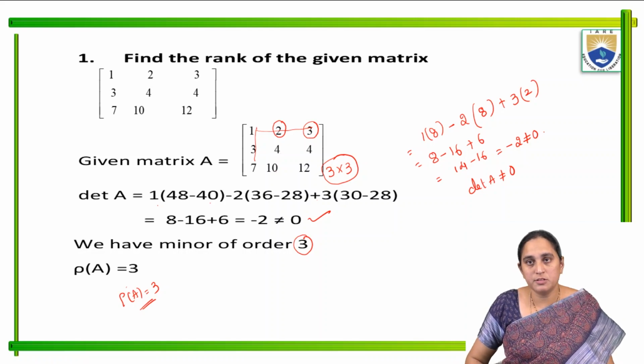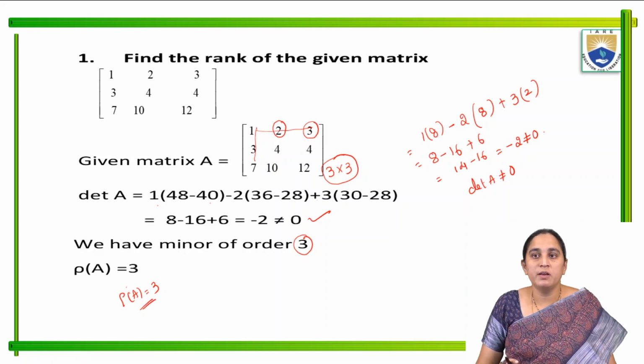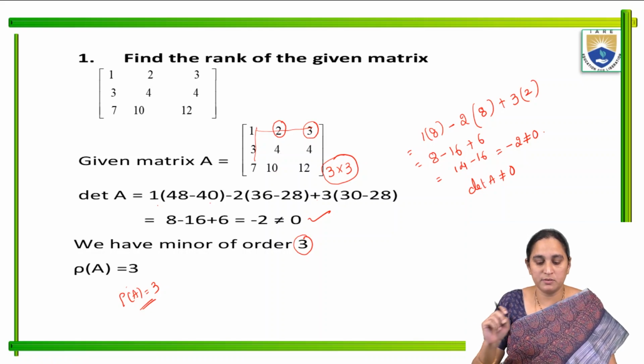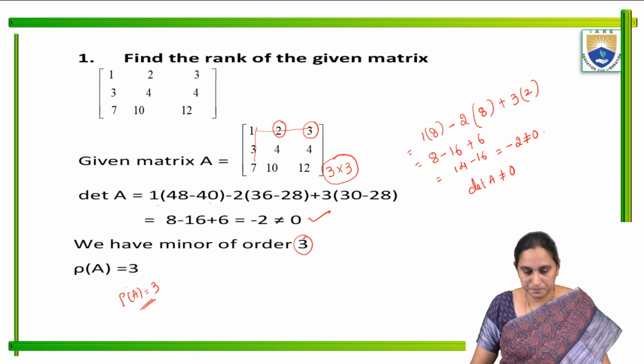Okay, this is the first problem for the basic rank of a matrix. Simply, where the given matrix determinant value is not equal to 0, we have to consider that corresponding order as the rank of a matrix. For the first question, the determinant value is not equal to 0 for the minor of order 3. Therefore, the rank is equal to 3.